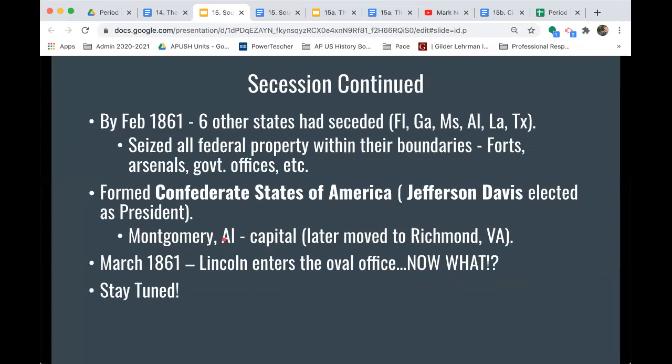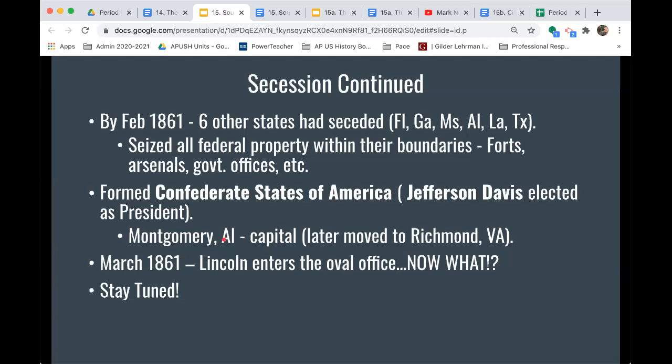By February of 1861, 6 other states have joined South Carolina. Again, Lincoln's not president yet. Florida's out, Georgia's out, Mississippi's out, Alabama's out, Louisiana's out, Texas is out. And they're going to seize all the federal property within their boundaries, right? The forts, the arsenals, the government offices, the post offices, et cetera.